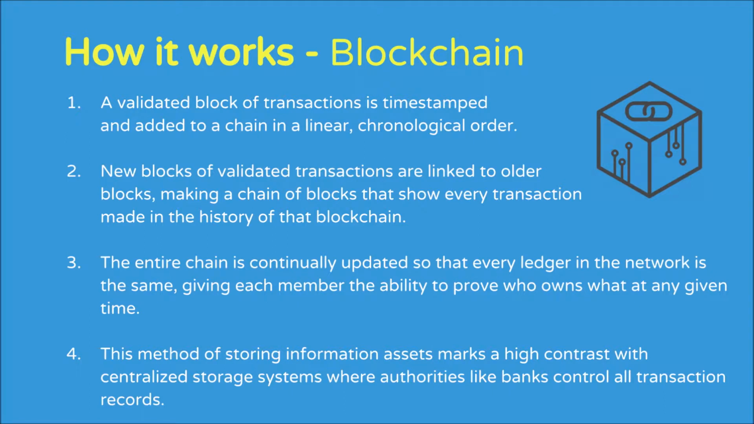So here's how it all works. A block of transactions is validated and time-stamped and then added to a chain of blocks. As these new blocks are linked to older blocks instead of modifying them, every single transaction remains visible in the history of the blockchain. The entire chain is continually updated, so every ledger in the network is the same and has the ability to prove who owns what at any given time. This is quite different from how traditional banks work. They are a centralized system who control all records.